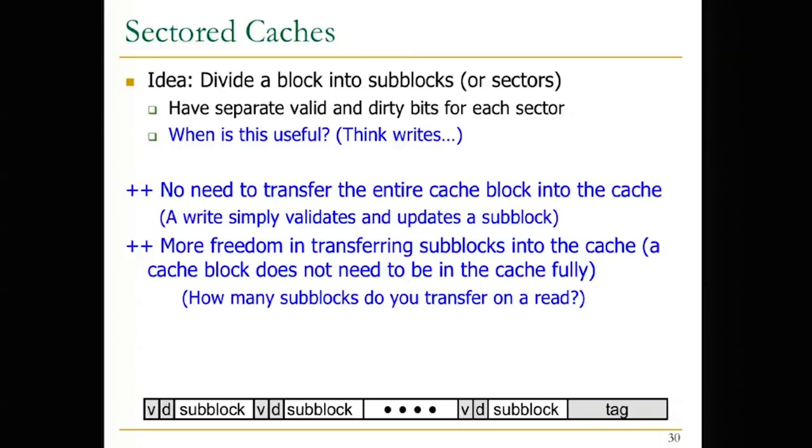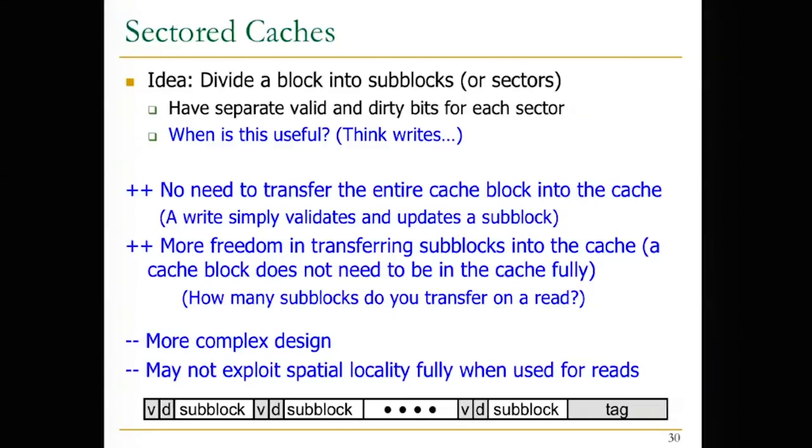How many sub-blocks do you transfer on a read, for example? That's exactly what I was talking about right now. The downside is, of course, a more complex design. Instead of a single valid bit, you have 16 valid bits and 16 dirty bits, assuming your sub-block is 4 bytes. And we may not exploit spatial locality fully when used for reads. Also for writes, actually. If you don't bring the full cache block into the cache, you're making a prediction. If your prediction is wrong, meaning you're really going to use those sub-blocks that you didn't bring, then you're not exploiting spatial locality very well. So it's all about that prediction in the end.